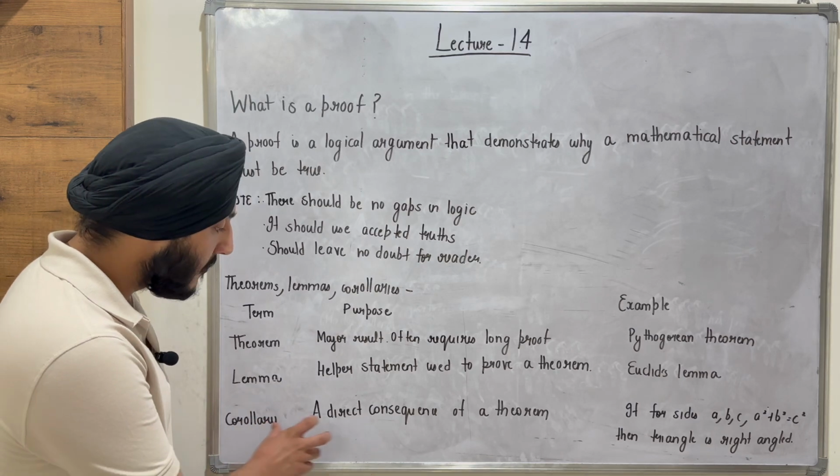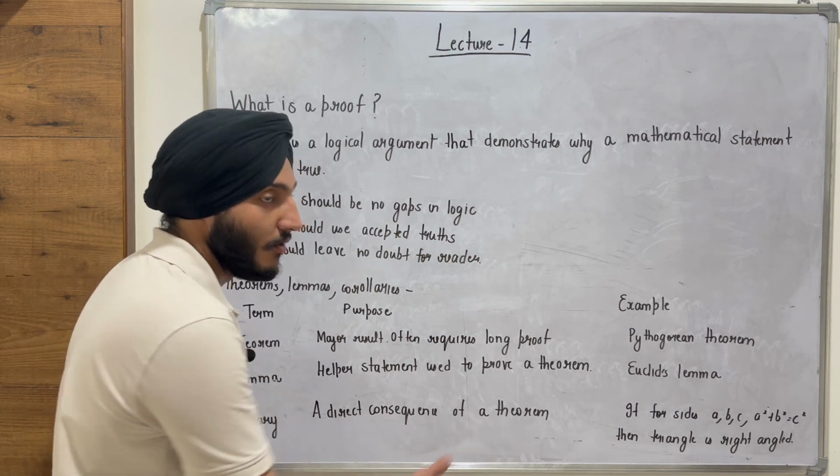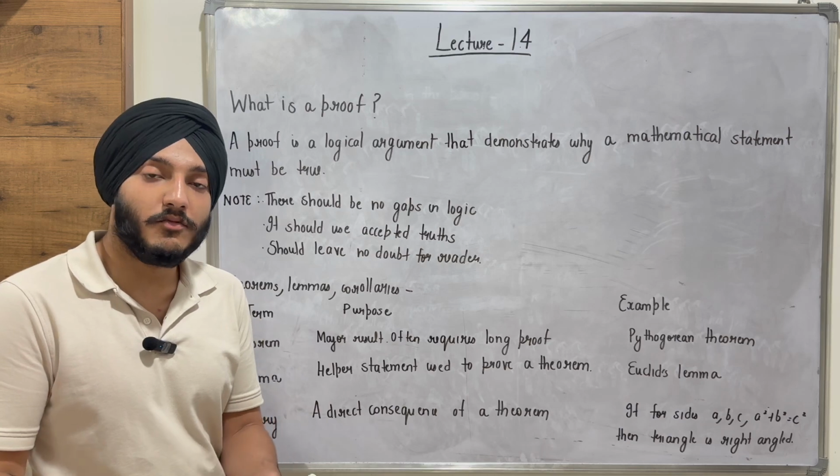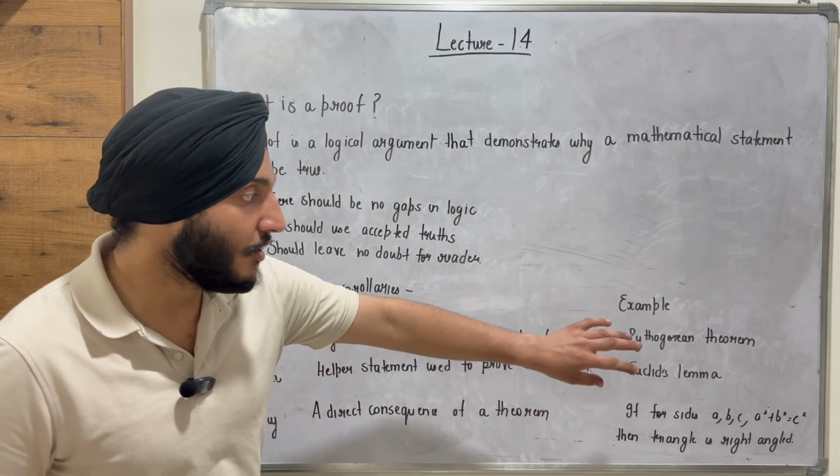What is a corollary? It is basically a direct consequence of a theorem. So what is the consequence of a theorem? I know the Pythagorean theorem is true, right?